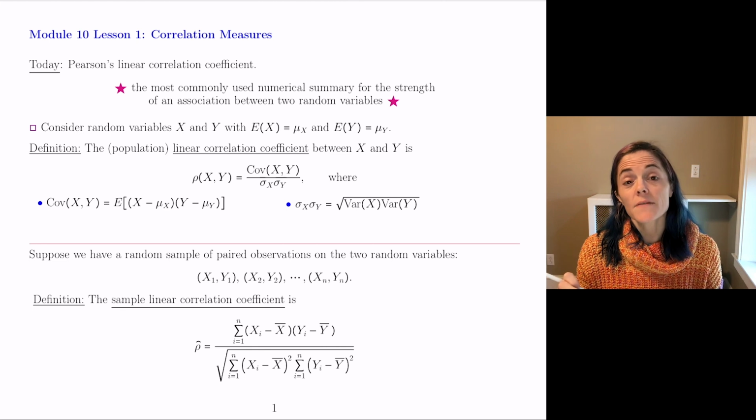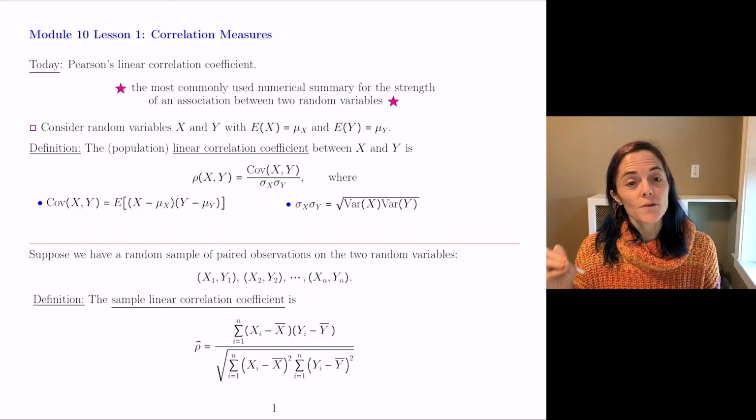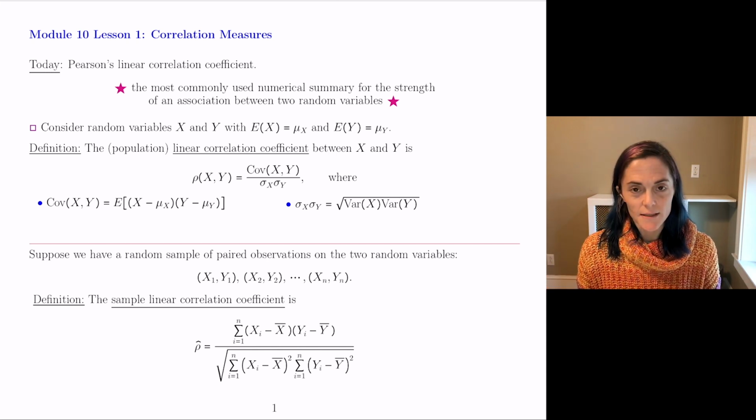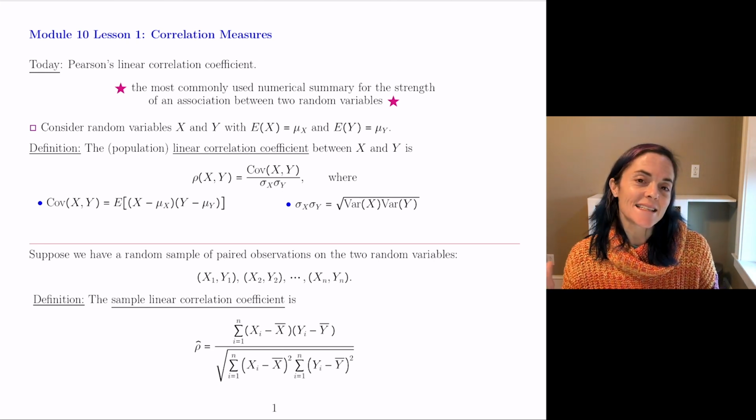The objectives of this lesson are to calculate a linear correlation coefficient, carry out the t-test and permutation test for zero correlation coefficient, and then calculate a bootstrap confidence interval for the linear correlation coefficient. So now let's move into our lecture.